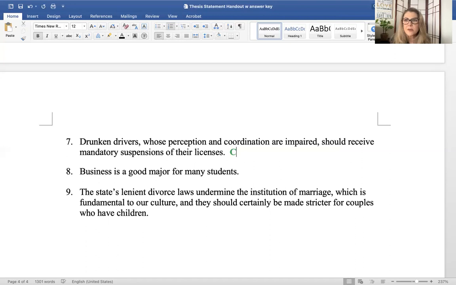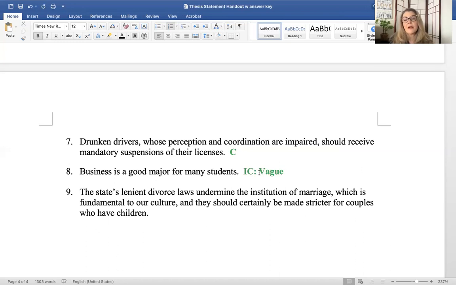So this is like a research paper thesis statement, and definitely could be proven in an 8 to 10 page paper. All right, let's go on to number 8. Business is a good major for many students. Okay, again, we're going to call this IC, and I hope you're thinking to yourself, well, why? Okay, why is it? So it's vague.